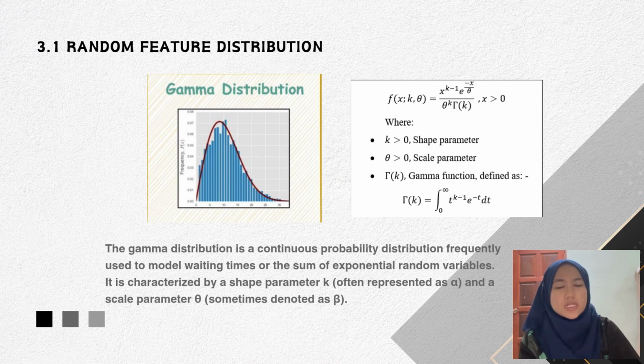Gamma distribution. The gamma distribution is a continuous probability distribution frequently used to model waiting time or the sum of exponential random variables. It is characterized by a shape parameter and a scale parameter.